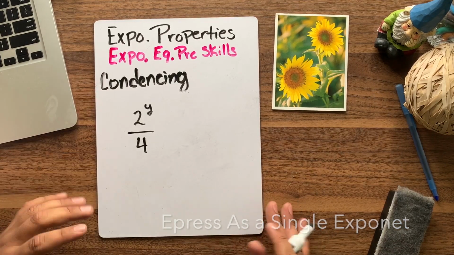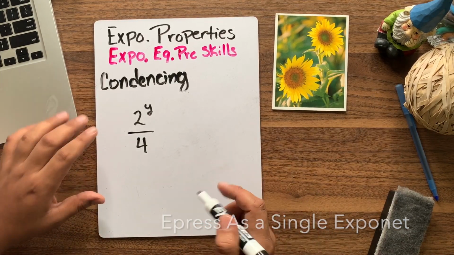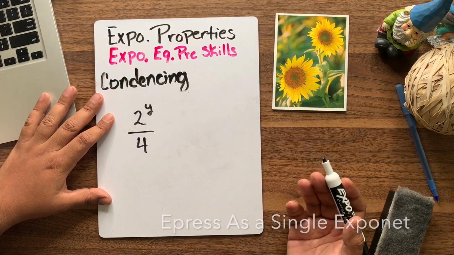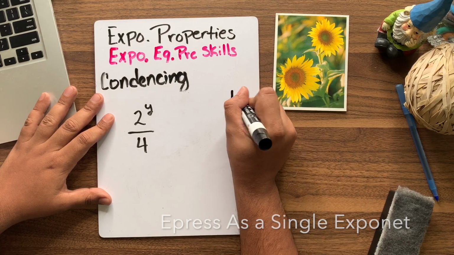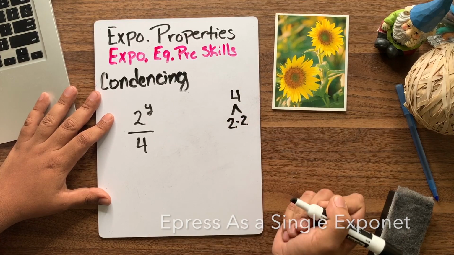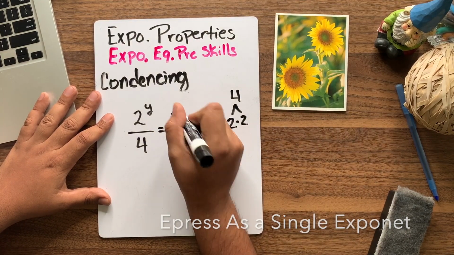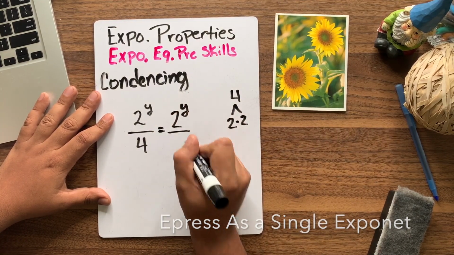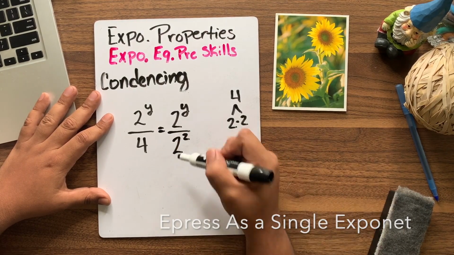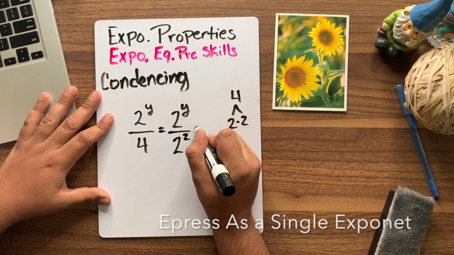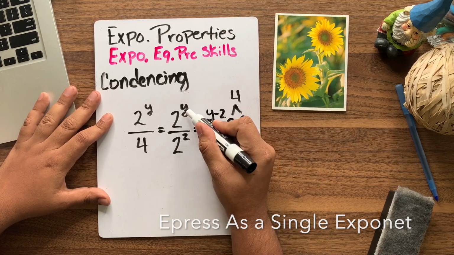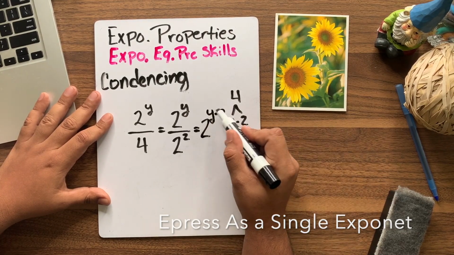Now, sometimes the condensing part is not going to be so obvious. They're going to give you 4 and 2, so obviously we don't have a common base. But maybe if I just do prime factor 4, well, 4 is made out of 2 times 2. So if I rewrite 4 as a base of 2, it will be 2 squared. Now they do have common bases. And last time I checked, this is y minus 2, because this is in the top, this is in the bottom, so that's positive and that's negative.